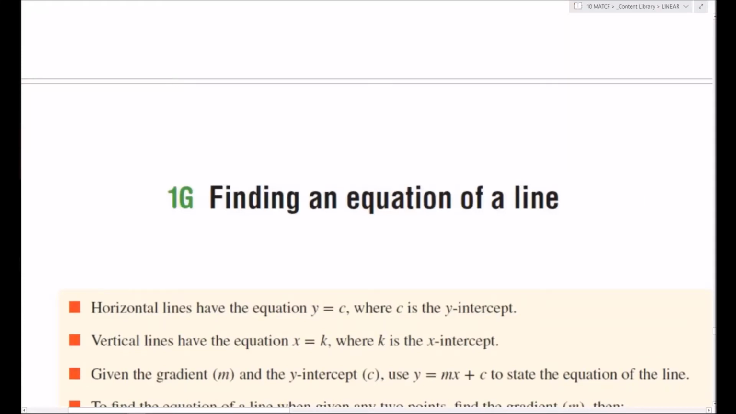Alright guys, welcome to the final lesson of your linear unit. I'm hoping that everything up to this point has made sense and that you've been able to understand all the different aspects of linear and especially a lot of the algebra stuff, and obviously a lot of the linear stuff which we'll be covering today.